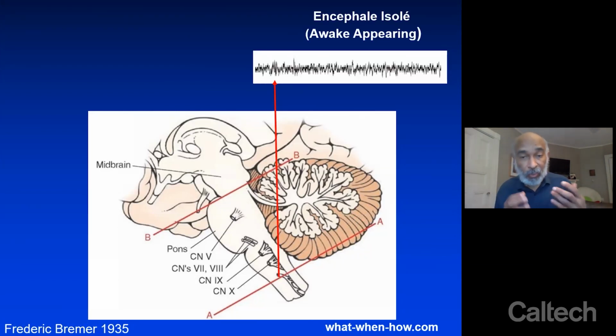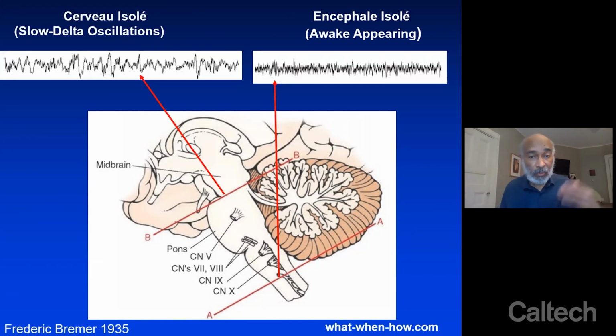The EEG looked awake appearing. Then he did a second set of experiments in which he transected here, roughly separating the brainstem and cord from the brain. He got a pattern that looked like this, and he called that the cerveau isolé, the isolated cerebrum. And he saw these slow delta oscillations, as we would call them now. That was the first hint that there was something in this region of the brain that was associated with arousal.